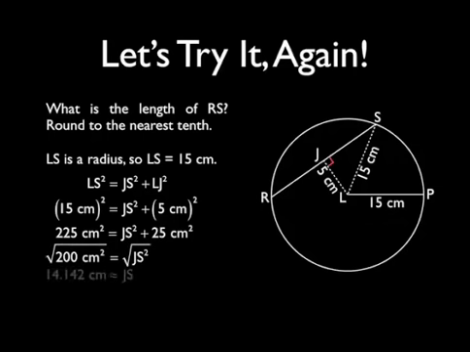So segment JS is going to be about 14.142. I'm not actually rounding that, I'm keeping that value in my calculator so that when I double it, because segment RS has been bisected by segment JL, we can see that RS is going to be approximately 28.3 centimeters. These theorems are easy to apply. All that we need to do is realize that the center of the circle is contained within the diameter and then use the Pythagorean theorem.